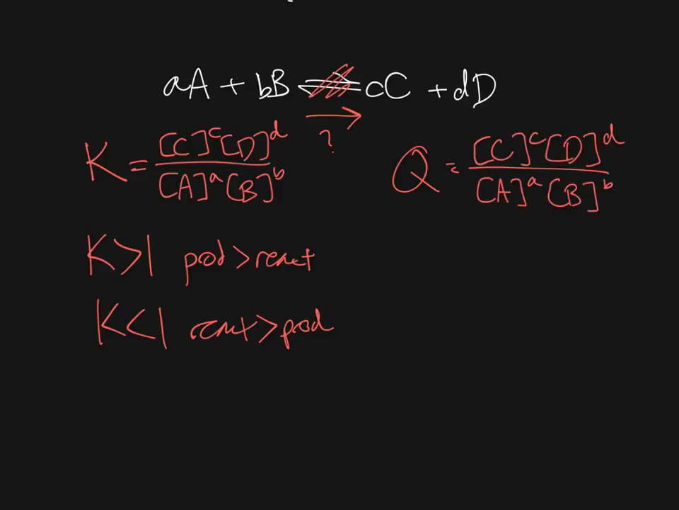If Q is greater than K, that means there are fewer reactants than there would be at equilibrium, and the reaction will proceed towards the reactants. Conversely, if Q is less than K, the reaction will proceed toward the products to reach equilibrium.